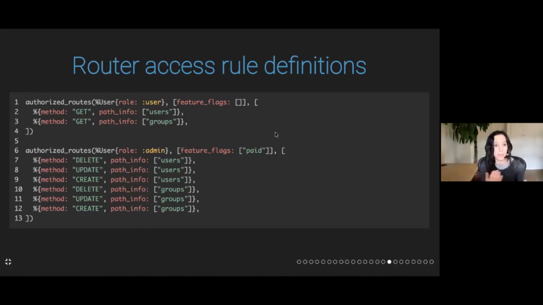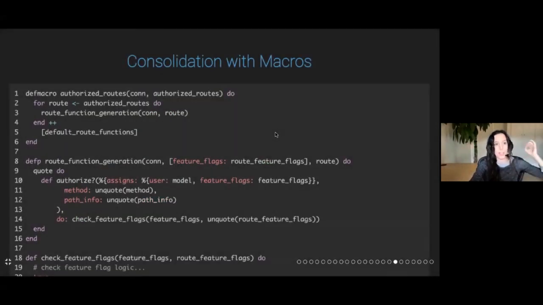So a regular user in this example has access to a get for the users route and a get for the groups route. And then everybody else who's an admin and has the paid feature flag can do all sorts of other stuff on these routes, right? Okay, so now that you know about this router access rule definition thing, let's talk about how we can actually write a macro for this.